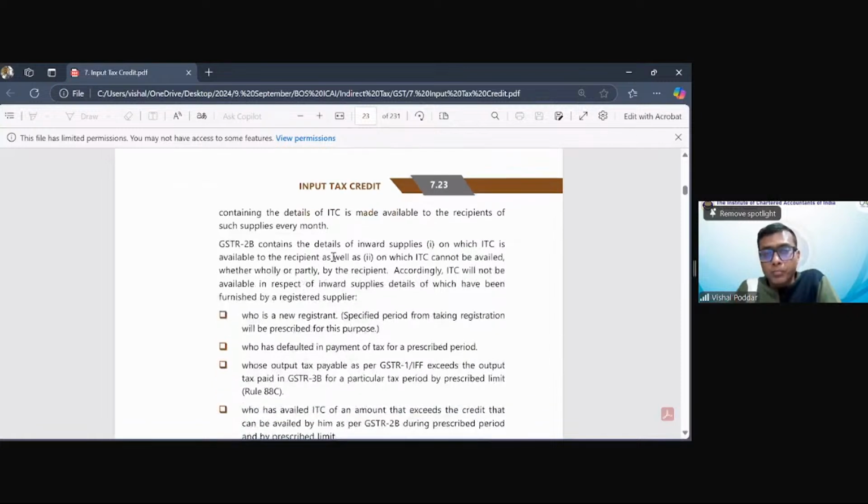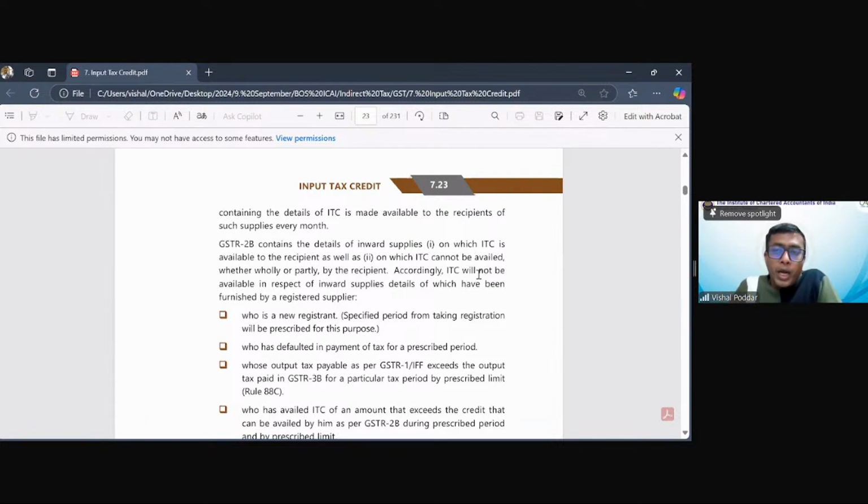That is given further. It says 2B contains the details of inward supplies on which ITC is available as well as on which ITC is not available. If you remember a few minutes back, I had mentioned the difference between 2A and 2B. 2B is giving more details. What are these more details? It is giving you details of what ITC is available to you and what is not available. So now 2B, why is it referred? Because 2B itself is giving you details whether your ITC is eligible or not eligible.